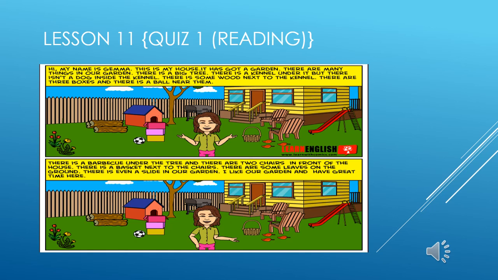Now you have to attempt this quiz which is present in the SET@Box. There is a picture story and you have to identify its main idea and attempt the quiz which is present with the name of lesson 11 quiz 1 reading.